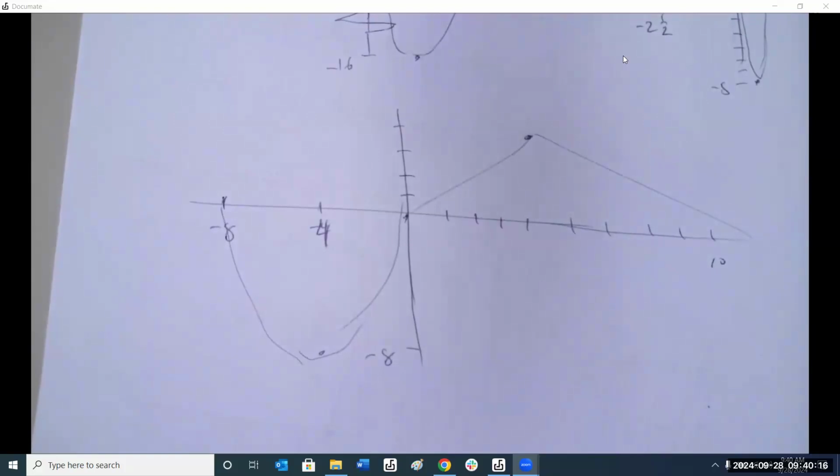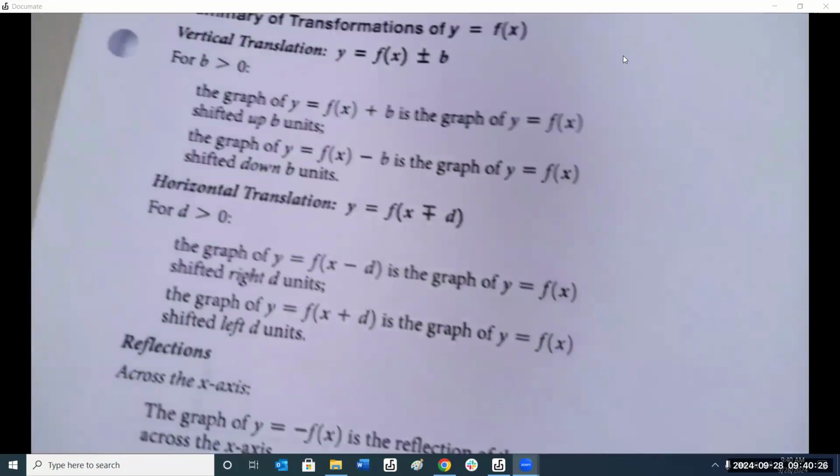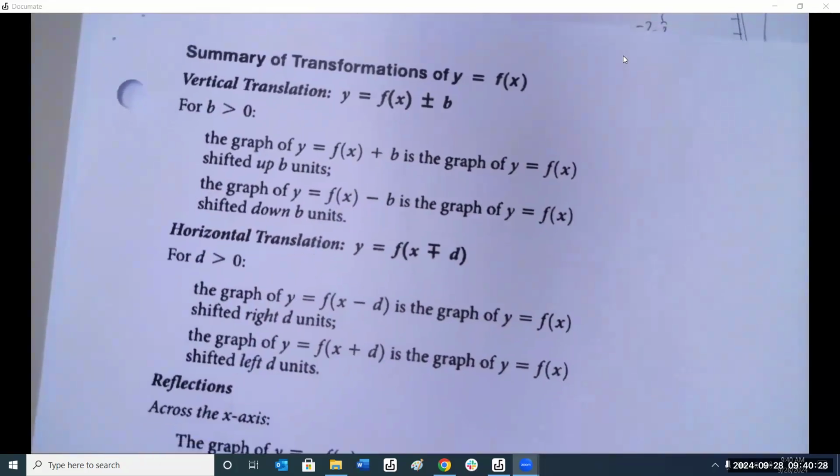It's not difficult, but it takes practice because it's very easy to get confused. And that's why I gave you this last page here. This last page pretty much tells you what to do.